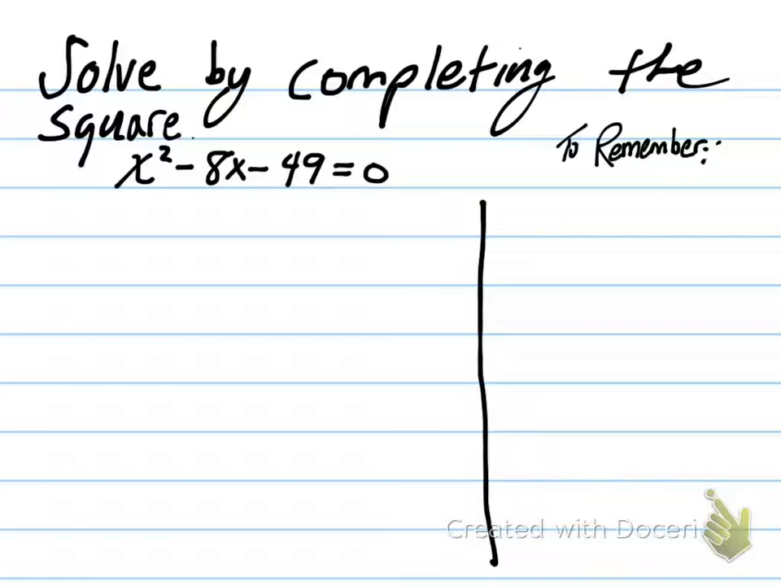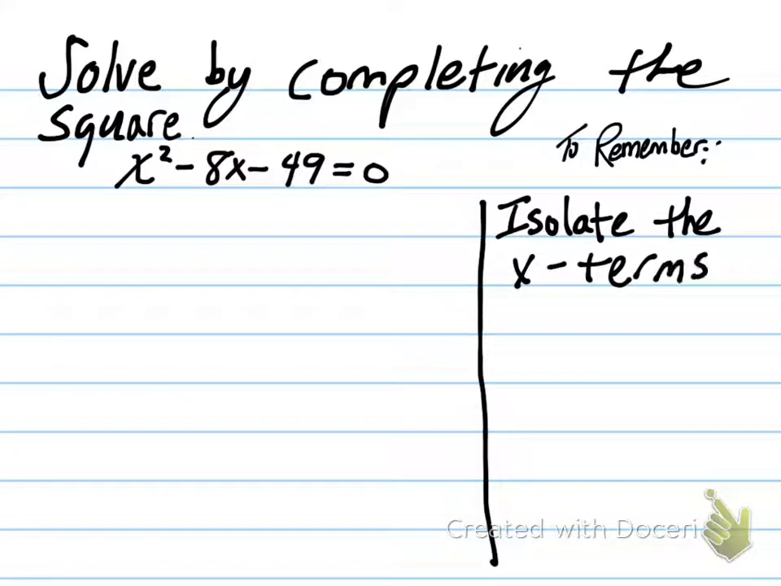So how do you factor this thing? You're sort of at a loss. That's where completing the square comes in handy. It's a good method to make something factorable, basically. So how do you begin? The first step, and I'll write these over here, is to isolate the x terms. Get the x's by themselves.